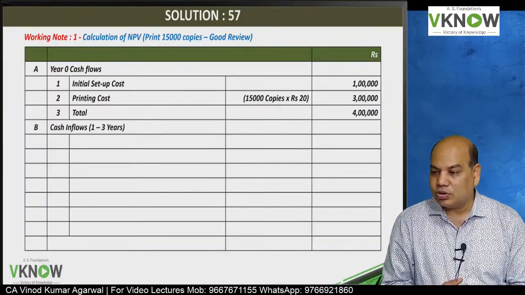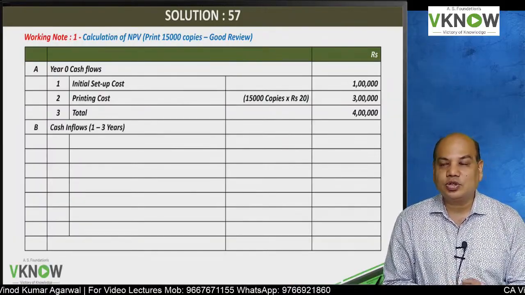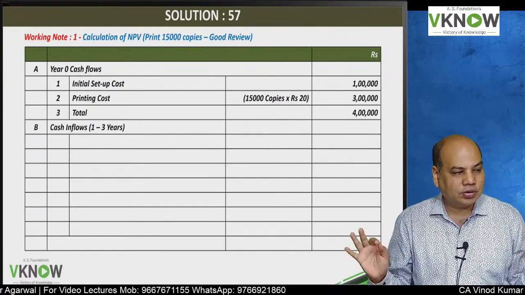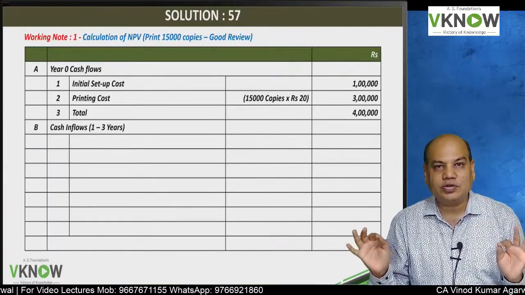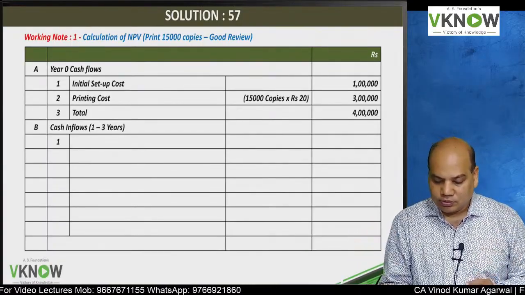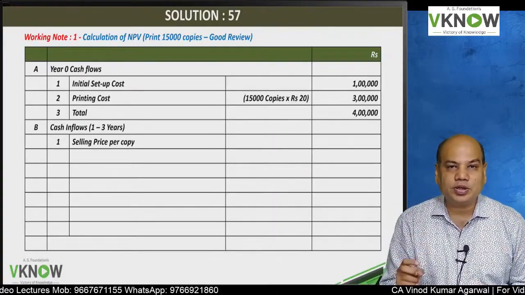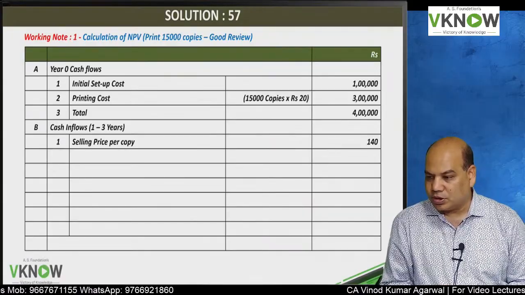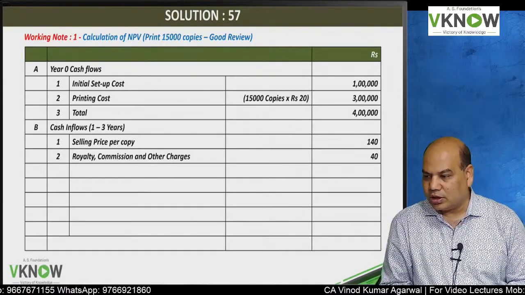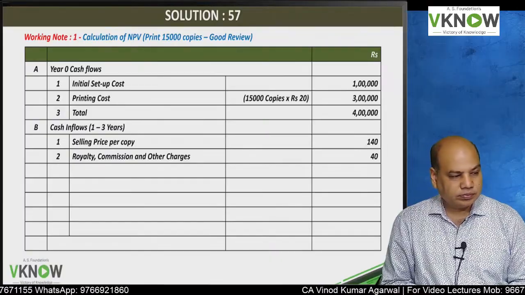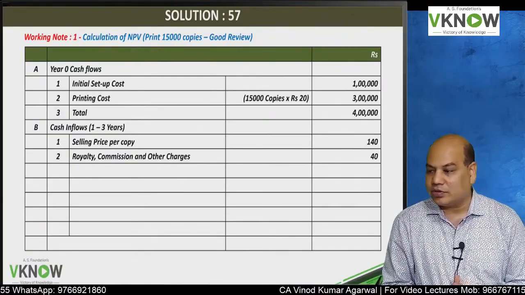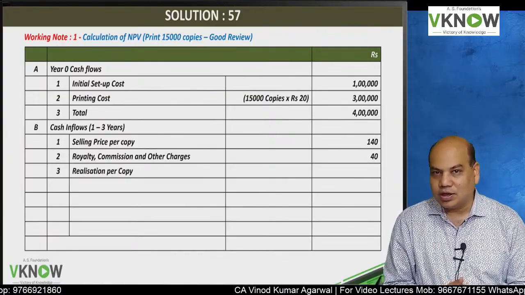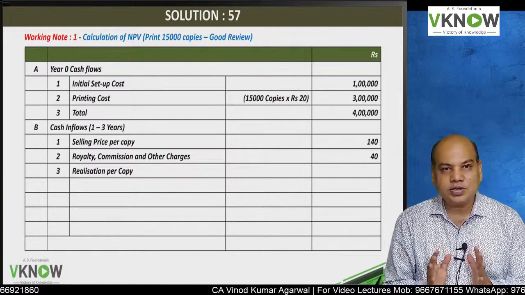Then write down cash flow in year 1-3. Because I will print in one lot and the review is good, I will be able to sell 5,000 copies each year. So now write down selling price per copy, 140 rupees. Royalty, commission and other charges, 40. You are writing a CA exam, a professional exam. The answer should be professionally drafted.